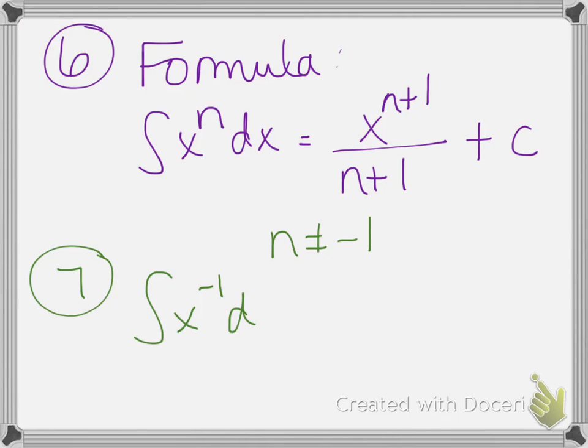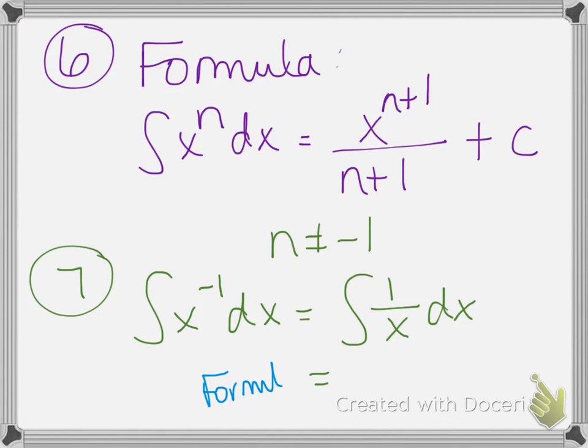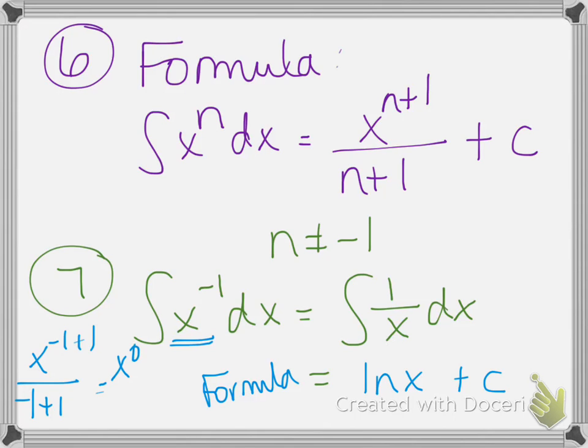If you have the integral of x to the -1 dx, that's the same as the integral of 1 over x. Well, what do you take the derivative of to get 1 over x? Well, there's another formula. That's ln of x, and I think you just know that. But if I would have done that formula on this problem right here, that would have been x to the -1 plus 1 over -1 plus 1, which would be x to the 0 over 0. Can't do that, because 0 is on the bottom. So that's why we have this other formula. And we know that the derivative of ln of x is 1 over x, so that's why that works.